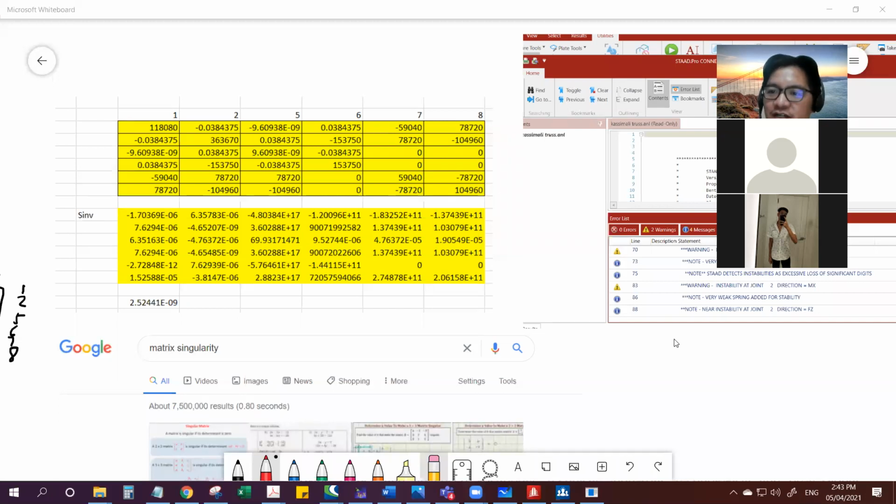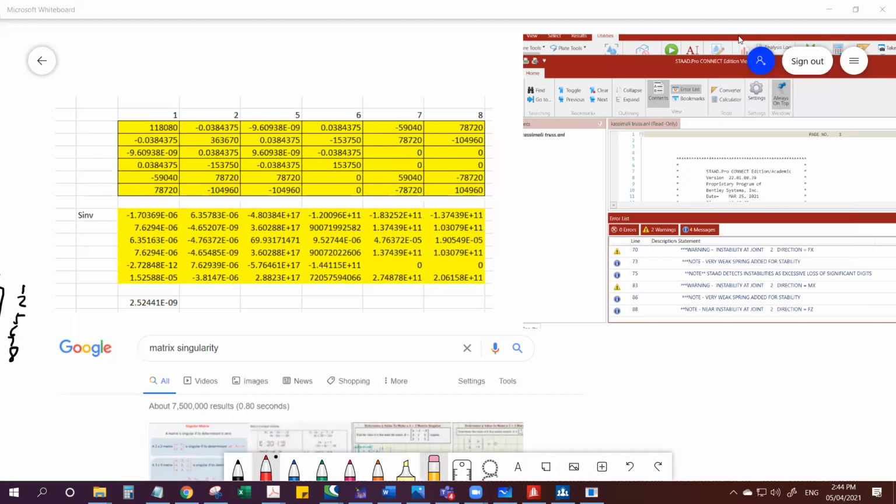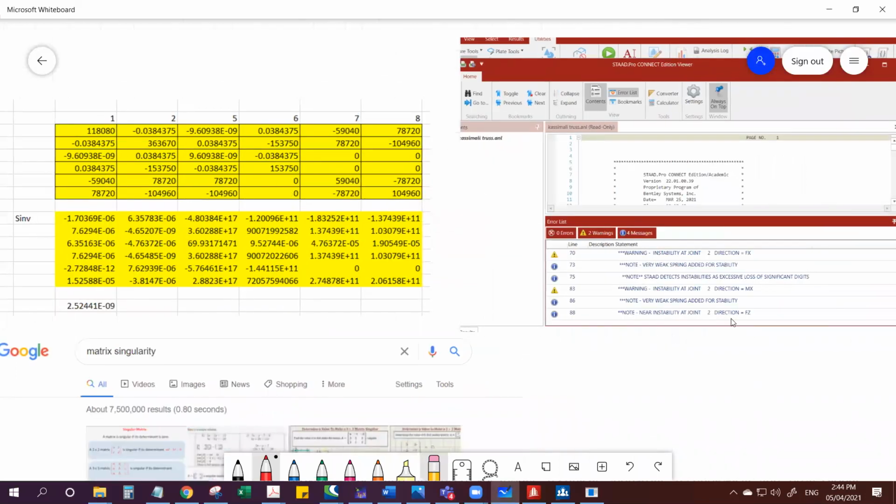Actually, when I first learned that, it gave me a lot of insights into how the software works. Whenever you have an instability, that means internally your S matrix has a problem. Okay?